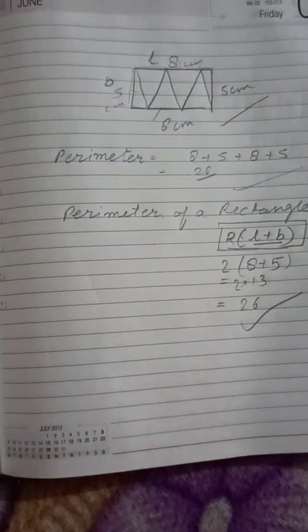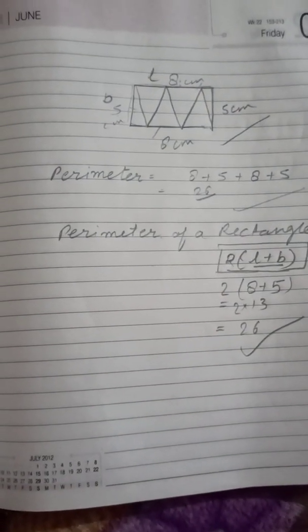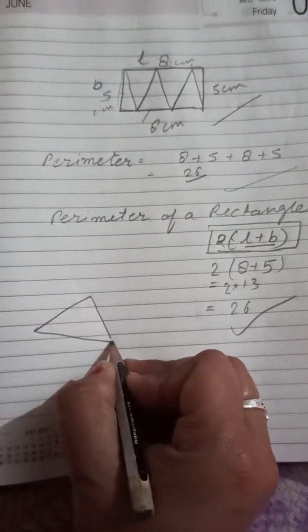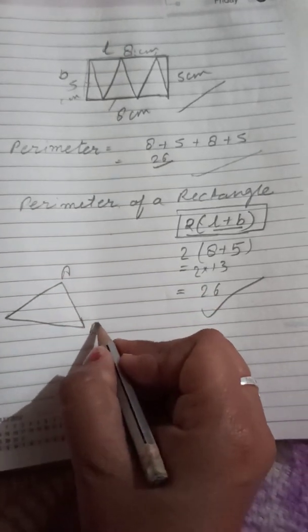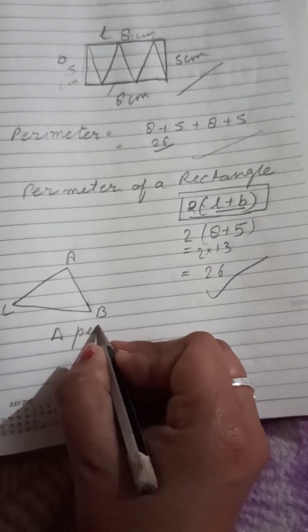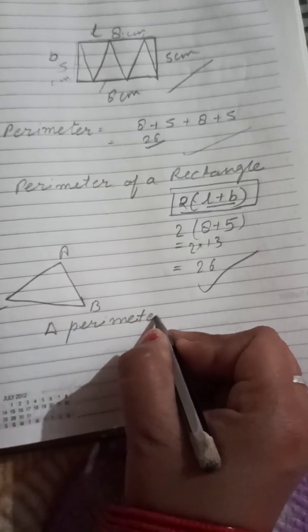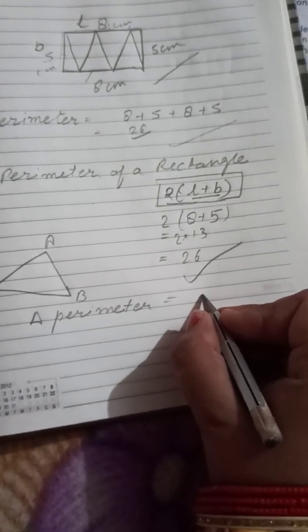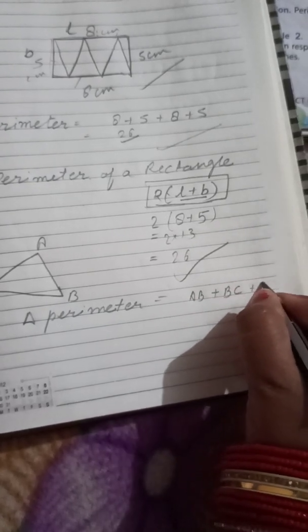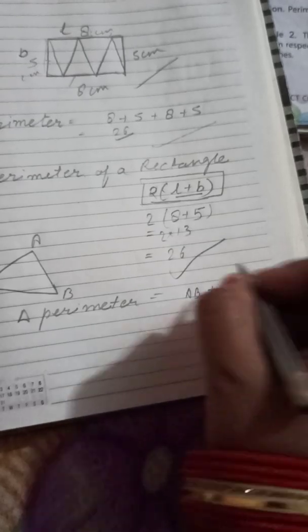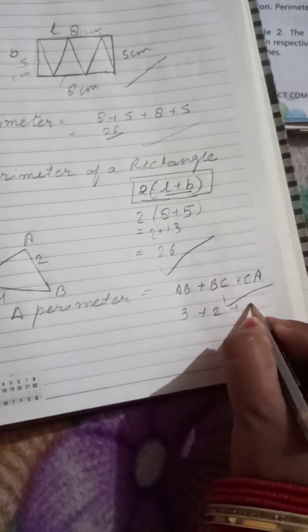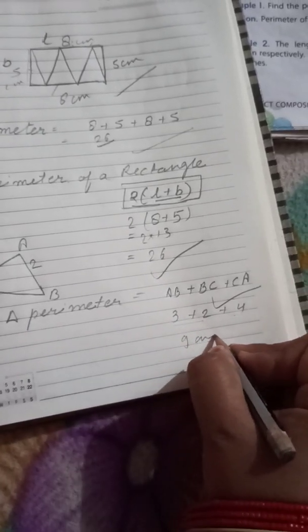Or suppose you have to find the perimeter of a triangle. We add all the sides, for example A, B, C. This is the symbol we use for a triangle. The perimeter is AB plus BC plus CA, you add all 3 sides. For example, 3, 2 and 4. So 3 plus 2 plus 4 is 9 centimeter, which is the correct answer.